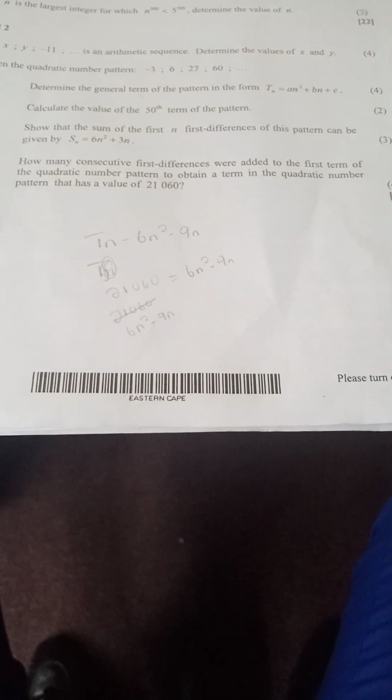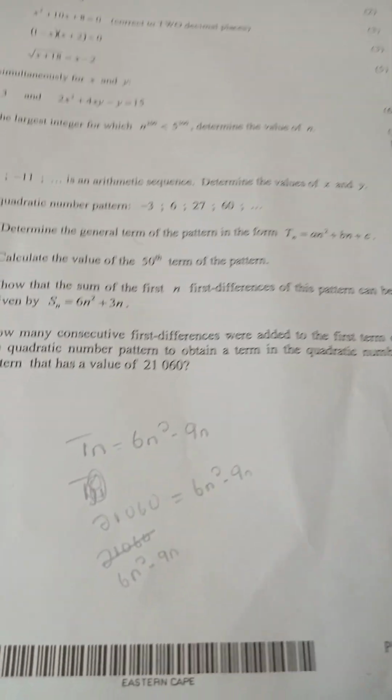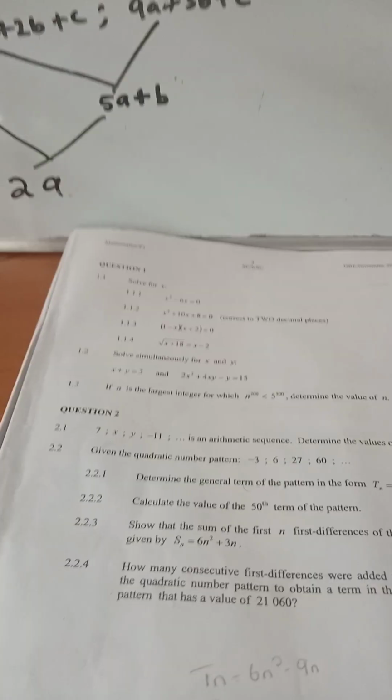And the next question says: how many consecutive first differences were added to the first term of the quadratic number pattern to obtain a term in the quadratic number pattern that has a value of 21,060? 4 marks. So we're going to look at this question properly now and find solutions. So let's get to work now. So now we're going to work the question out as we have been told to do so.